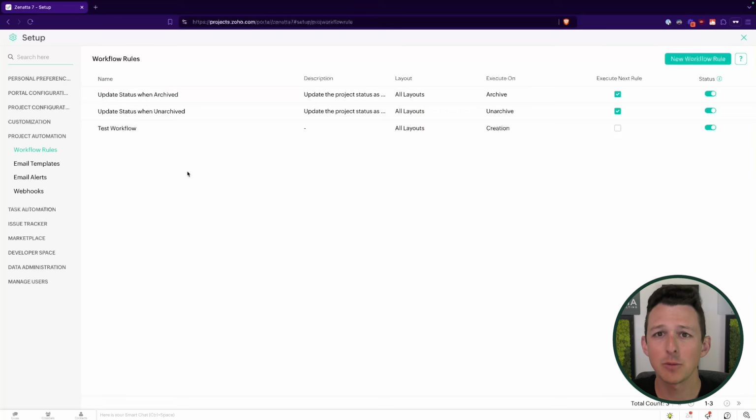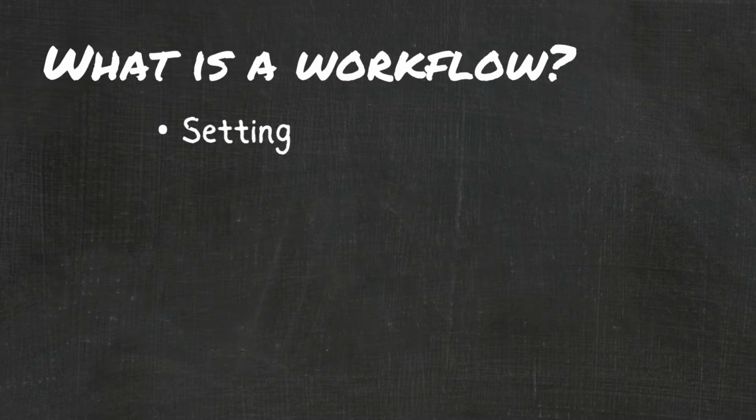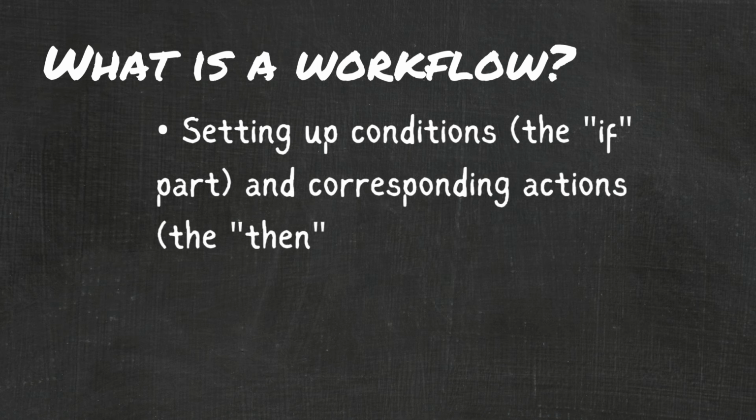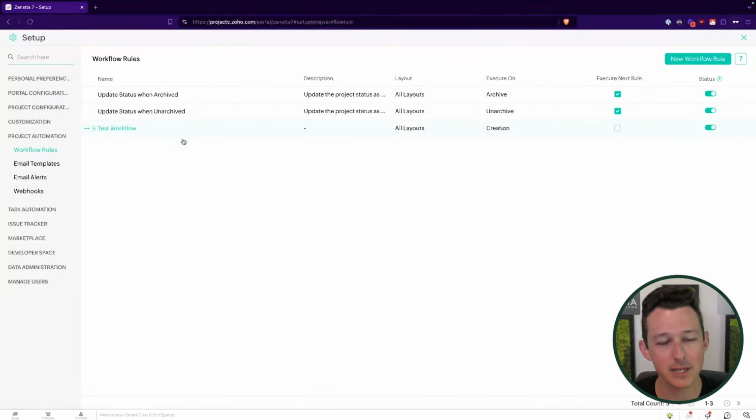As with most Zoho applications, all of these automation tools are going to be nested under what they call a workflow. A workflow is essentially an if-then statement. So if a project is created, notify this person. If a project is completed, notify a different person. And so we'll be able to come in here and take a look at how exactly these work.